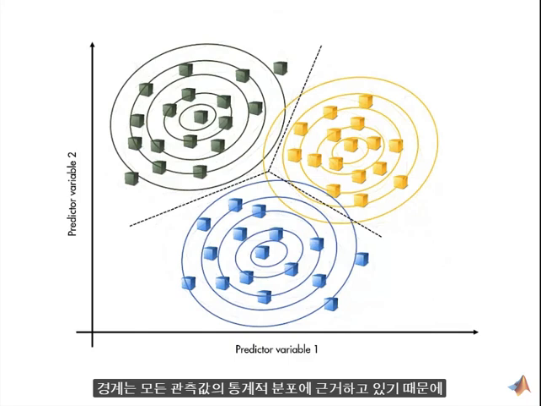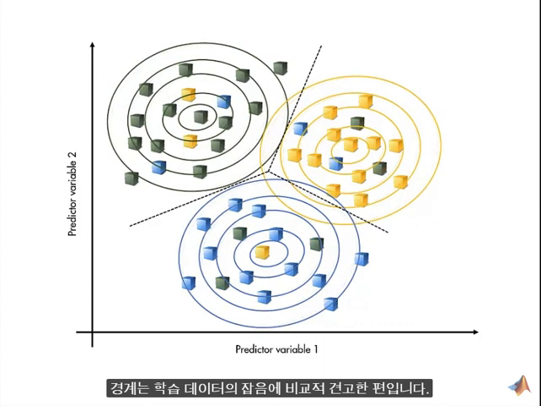Because the boundaries are based on the statistical distribution of all the observations rather than individual observations, the boundaries are somewhat robust to noise in the training data.